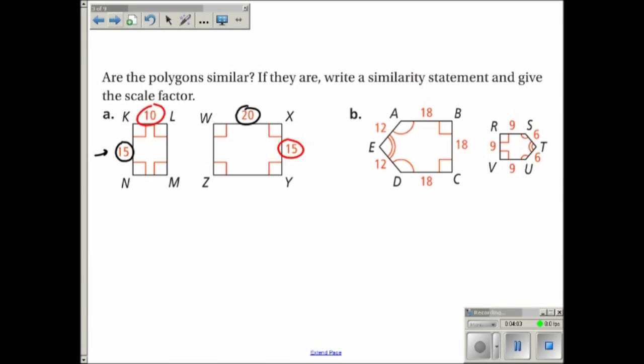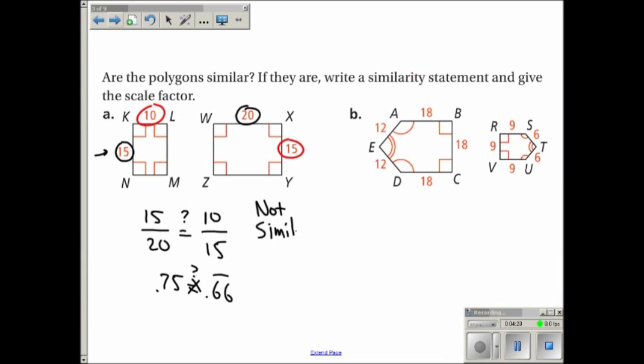So I'll look at the ratio of 15 to 20, and I'll compare that to 10 to 15. Now 15 over 20 is 0.75, and is that equal to 10 over 15, which is 0.66? Well, no, they're not the same. And so these two rectangles are not similar. Even though they have congruent corresponding angles, their sides are not proportional.